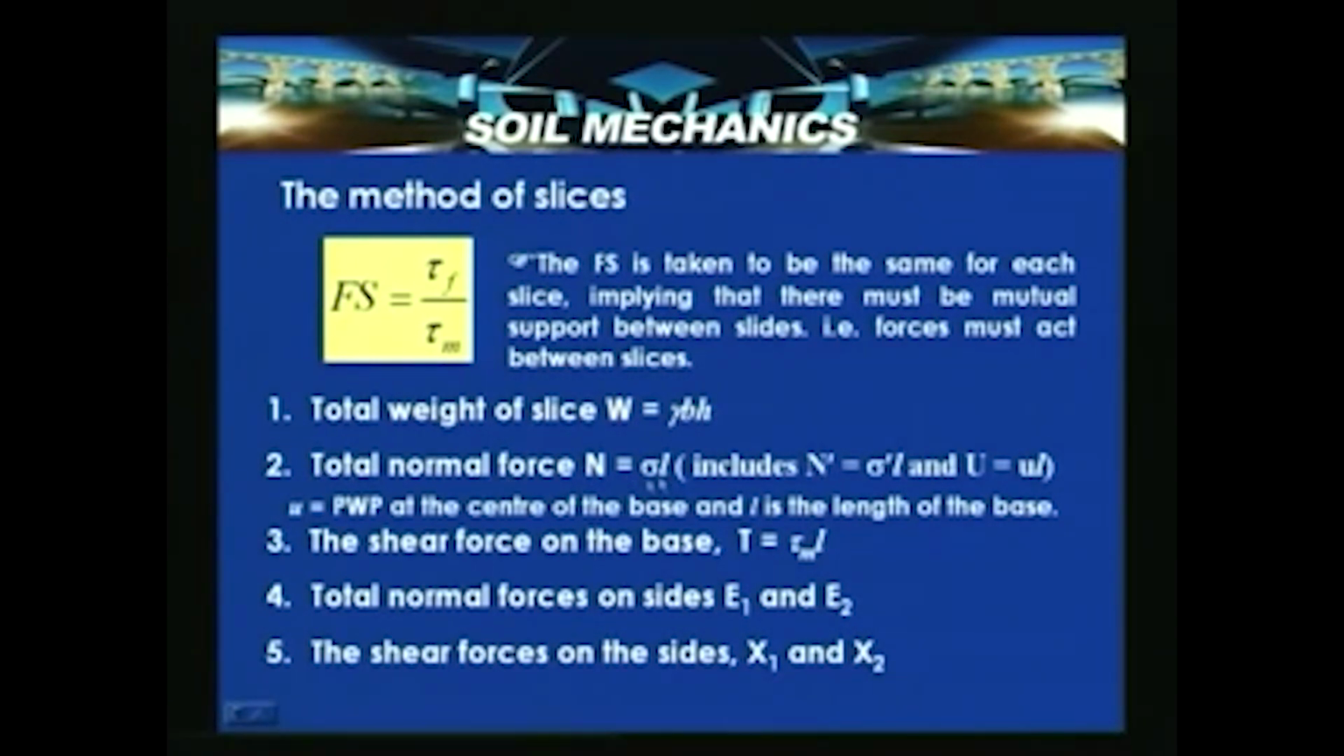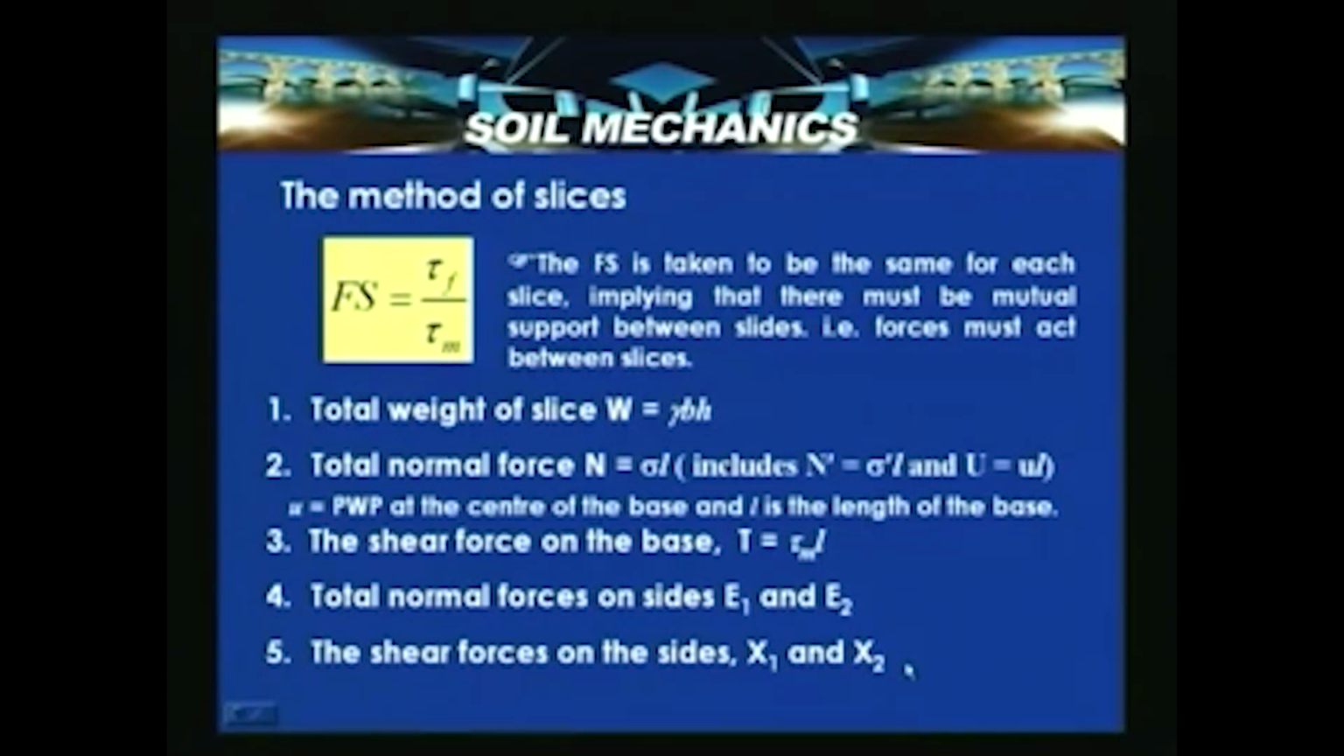The total normal force N, which is nothing but the normal stress sigma into L, includes N dash equal to sigma dash L and U equal to uL. u is the pore water pressure at the center of the base and L is the length of the base. So, the shear force on the base T is equal to tau m into L, and the total normal forces on the sides are E1 and E2, and the shear forces on the sides are X1 and X2.